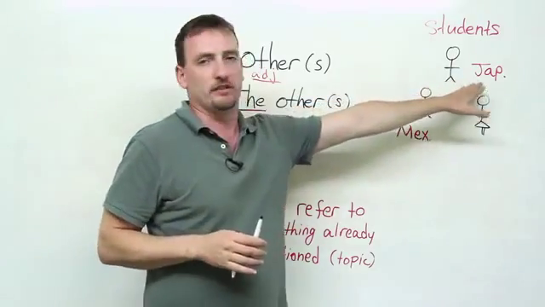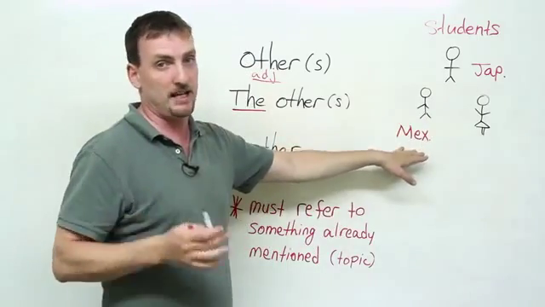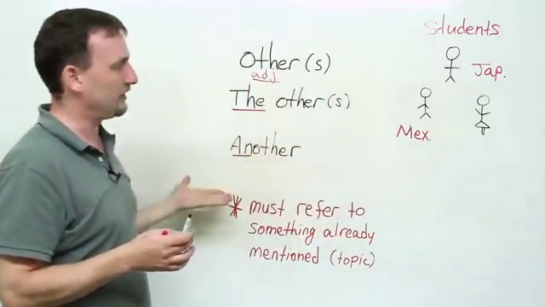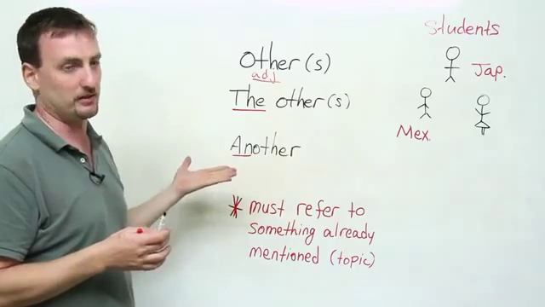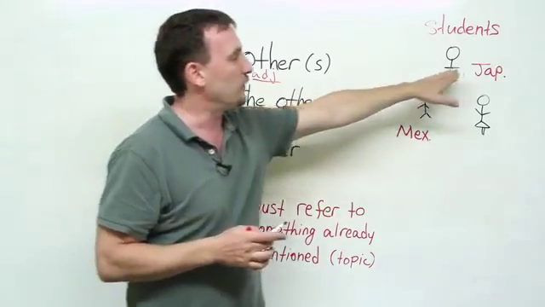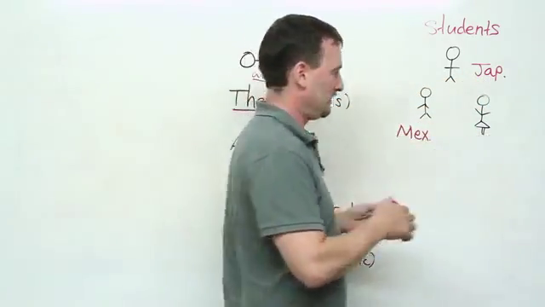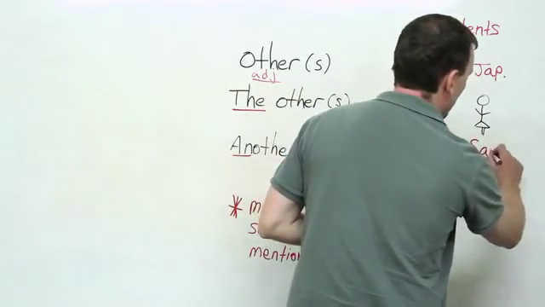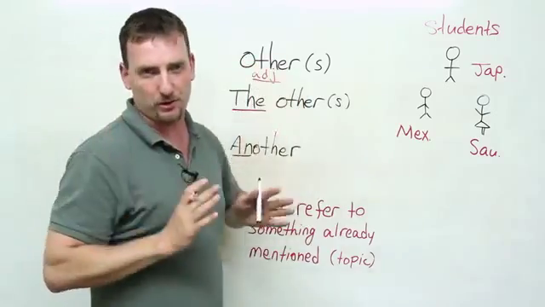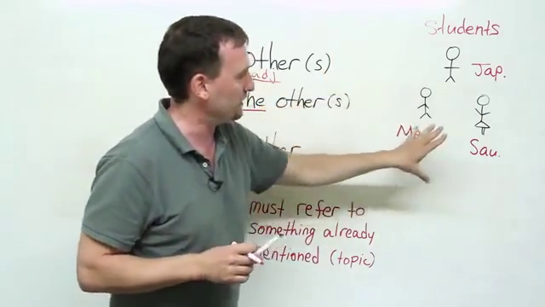So, I have 3 students. One student is Japanese. Another student is Mexican. There's only one student left. What am I going to use to refer to this student? Because there's only one, I'm going to use the other. So, one student is Japanese, another is Mexican, and the other is, let's say, Saudi. Okay? I have students from all over the world. I'm a very happy teacher. Okay, so now I have my 3 students.